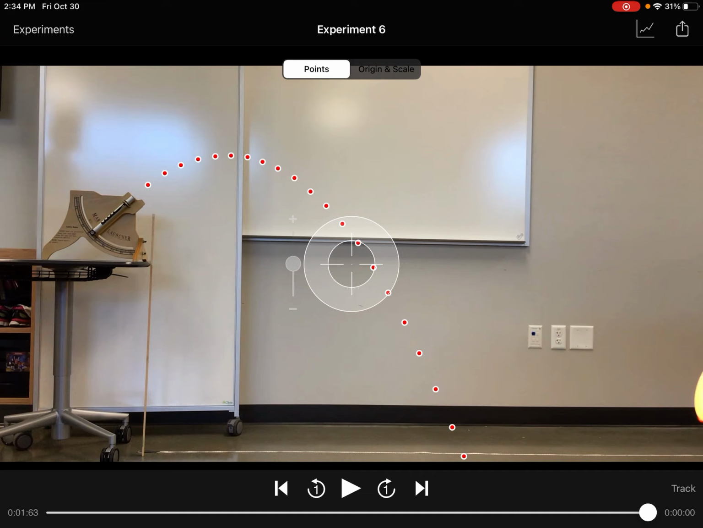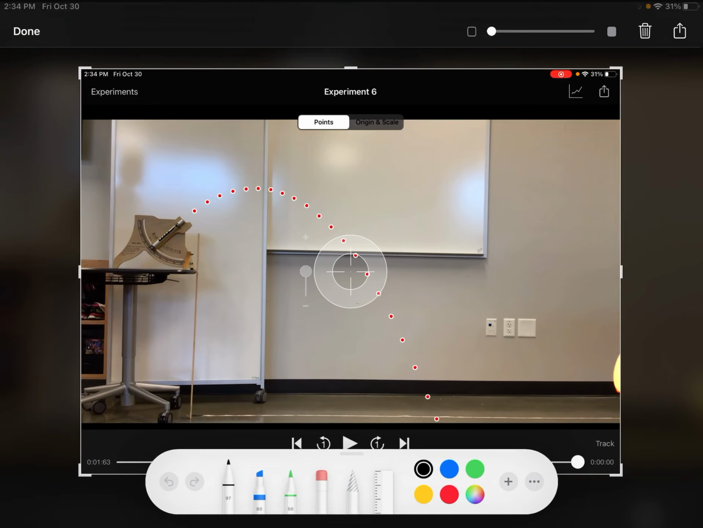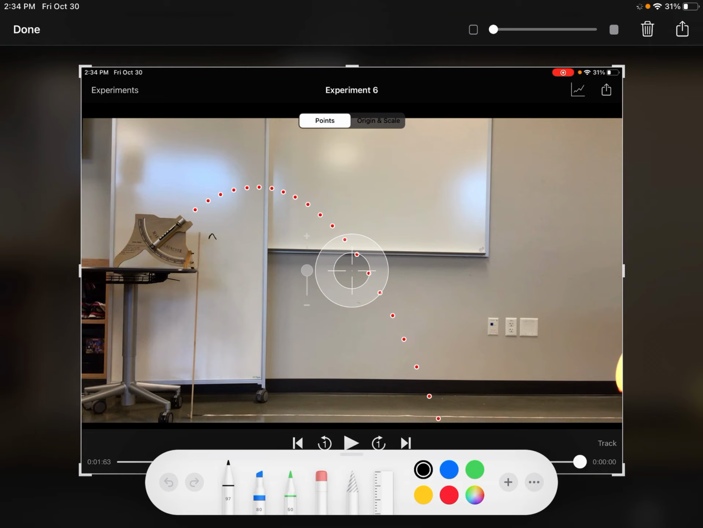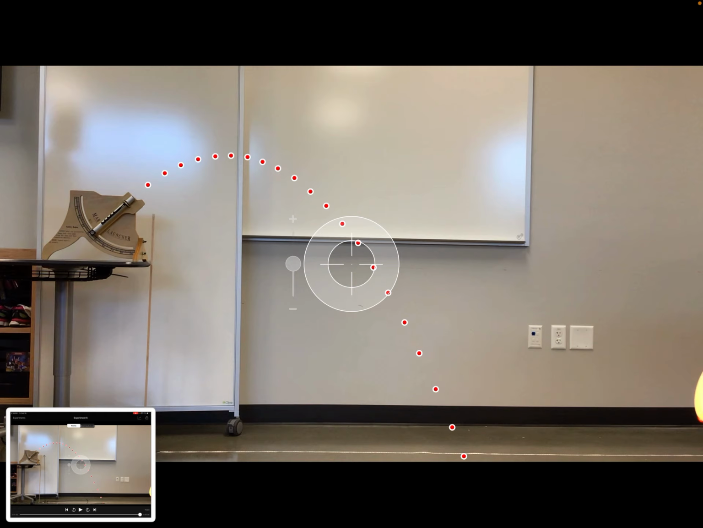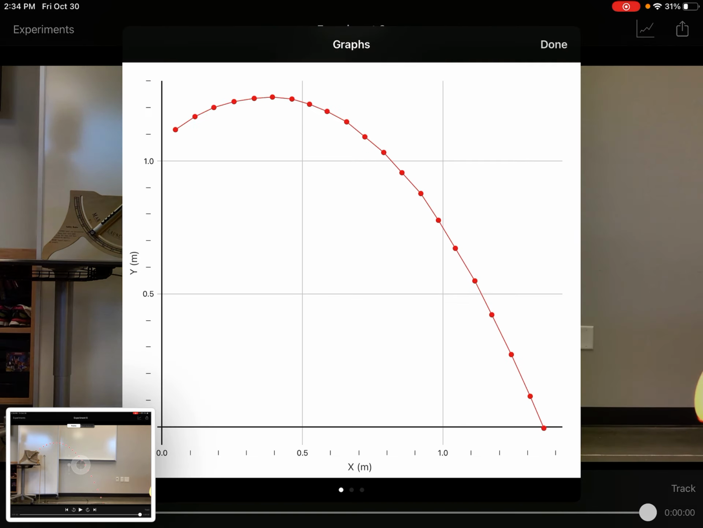So let's go to the tape or the video and see if that looks about right. On the floor here, I've got a meter stick going straight up and down. So that would be about 1 meter, and it looks like it's a meter and then some. So just by eyeballing it, it looks about right.